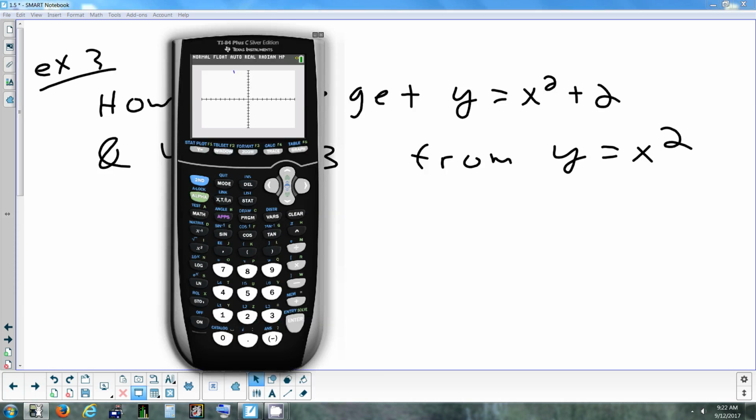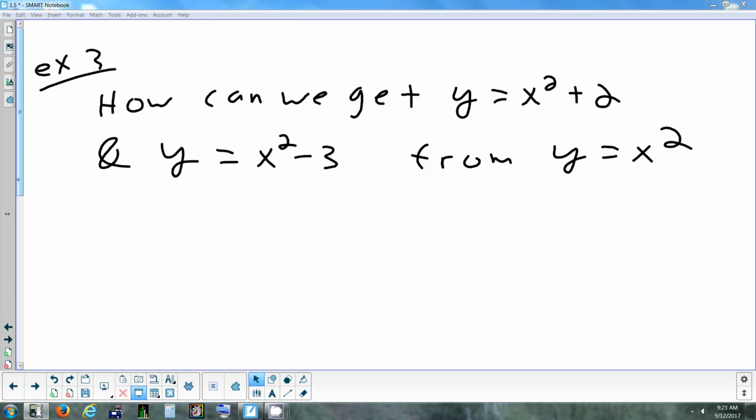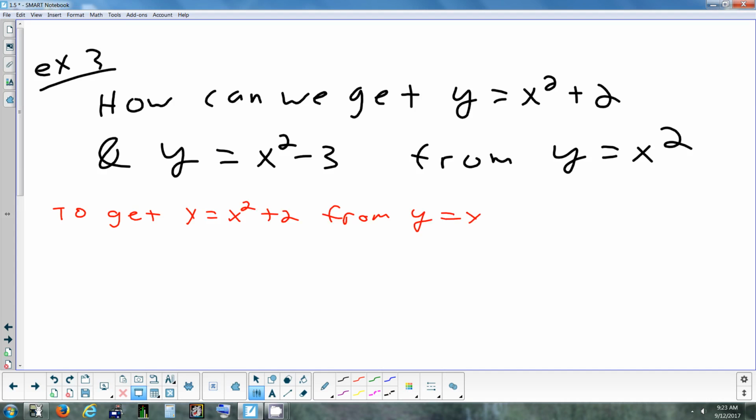Okay, so the graph in blue is the original, and the graph in red, we can see that it has been shifted up 2. So we'll write that down, and then we'll write down a rule to generalize this. So to get y equals x squared plus 2 from y equals x squared, we want to shift y equals x squared up 2 units.